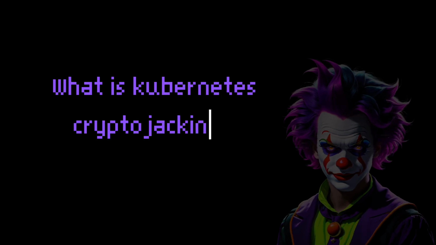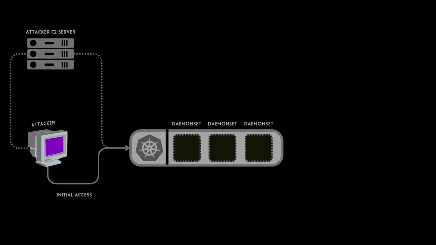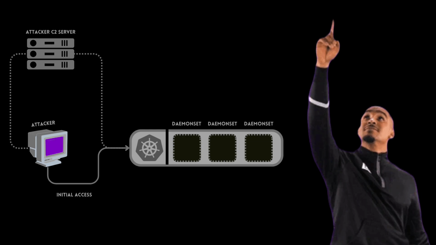What is Kubernetes cryptojacking? This is a method used by attackers to mine cryptocurrency using someone else's Kubernetes cluster. The attacker first gains initial access to the cluster via a vulnerability. Attacker then plants C2 agents that will call back to a C2 server to make a persistent connection. If you want to understand more how a C2 agent gets planted to a Kubernetes cluster, watch this video above.